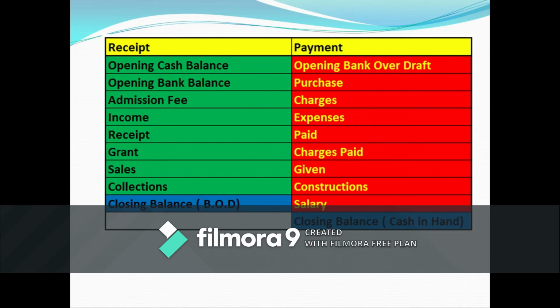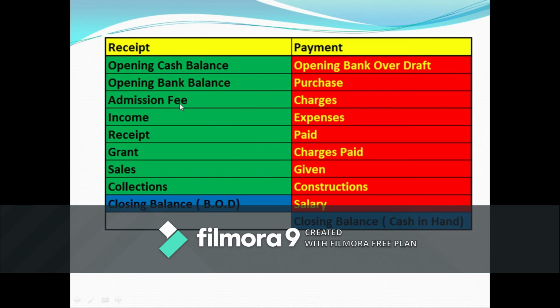So before going to the sum, a basic rule is how to prepare receipt and payment account. The receipt and payment account always starts with opening balance, ends with closing balance. Opening balance of cash and bank, closing balance of bank. Here, receipt side, all the cash received. Whenever we receive cash, it should be mentioned in the receipt side.